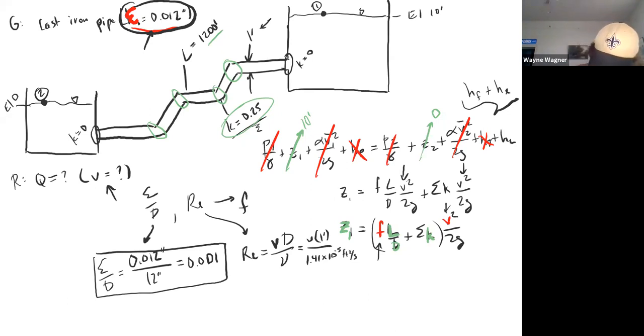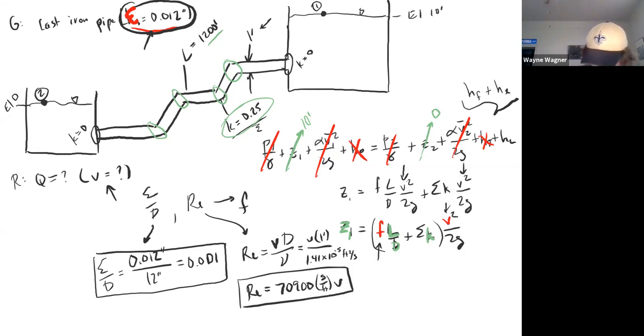Anyway, we'll solve that and say that the Reynolds number equals 1 divided by 1.41 times 10 to the negative 5, which equals 70,900, in units of seconds per foot, times V. Okay, so now we've got this tricky problem here.